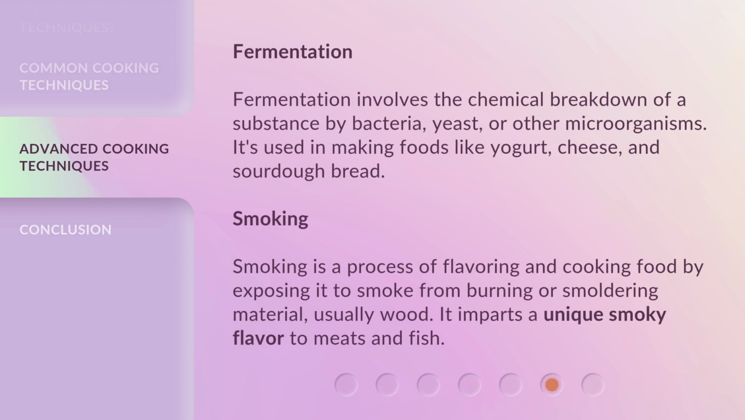Fermentation. Fermentation involves the chemical breakdown of a substance by bacteria, yeast, or other microorganisms. It's used in making foods like yogurt, cheese, and sourdough bread. Smoking. Smoking is a process of flavoring and cooking food by exposing it to smoke from burning or smoldering material, usually wood. It imparts a unique smoky flavor to meats and fish.